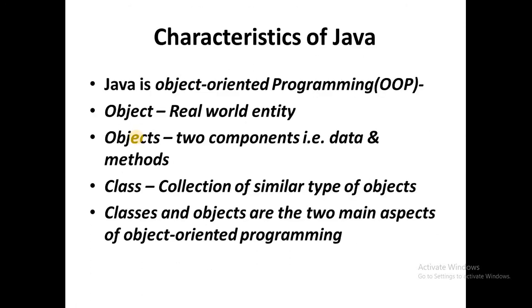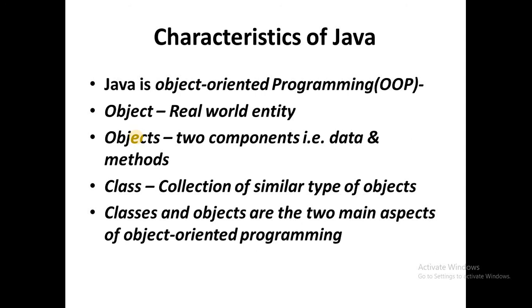Let us briefly recap. Java is a purely object-oriented programming language. In short form, we call it OOP. OOP means object-oriented programming. What is object-oriented programming? It means a problem can be solved, or decomposed, in terms of objects. What is an object? An object is a real world entity.